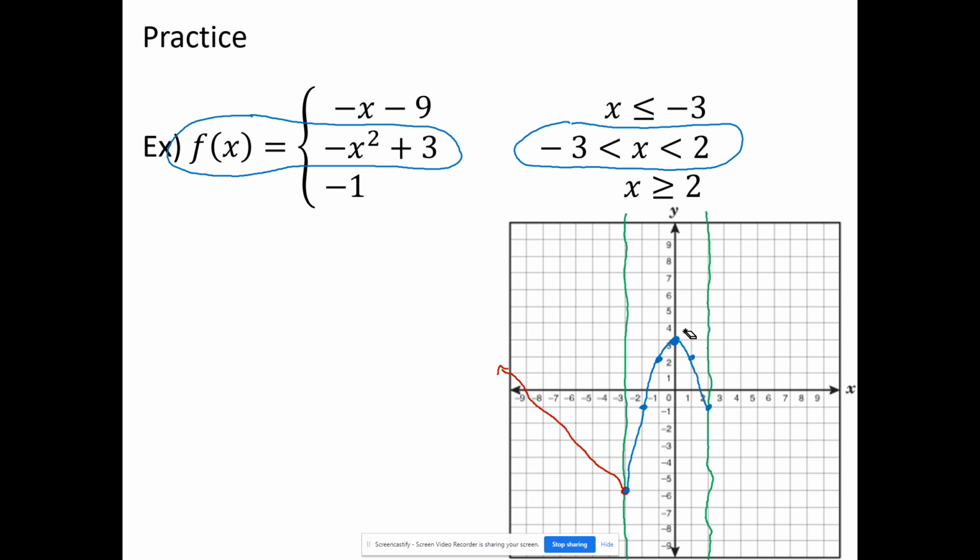Okay. So again, I'm just going to go ahead and fix a couple of these dots just to make sure it looks nice for you guys. All right. Okay, so that's the second function.